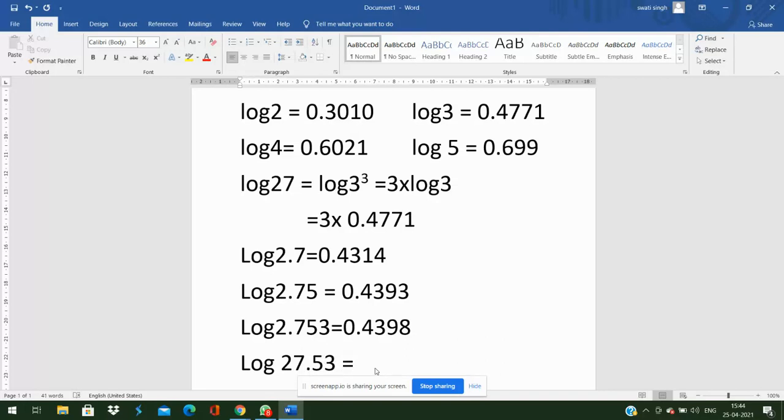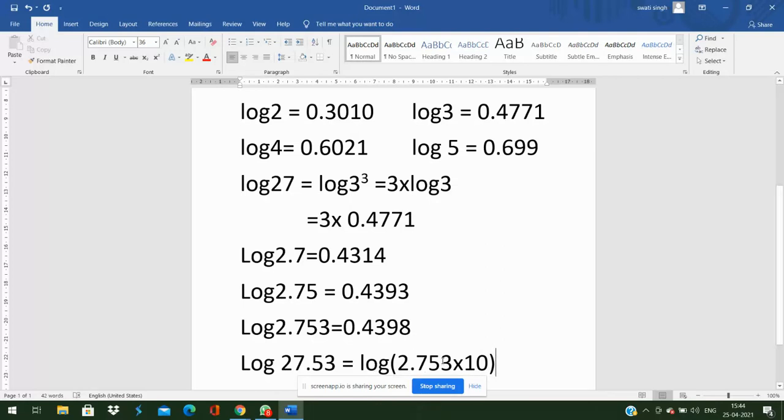First of all, we'll convert it to a value where there is only one digit before the decimal. So right under the bracket, it will be 2.753, and now, since we divided it by 10, we multiply by 10. Now we are going to find its answer.